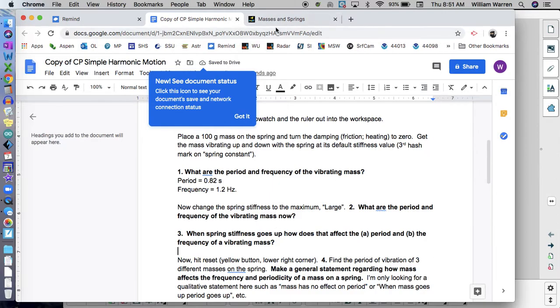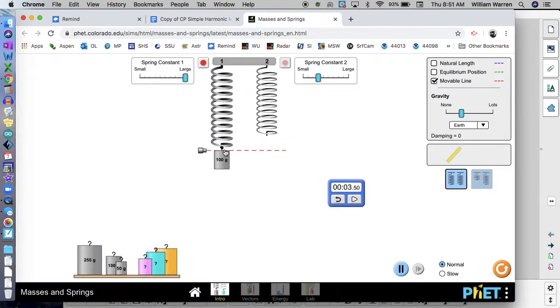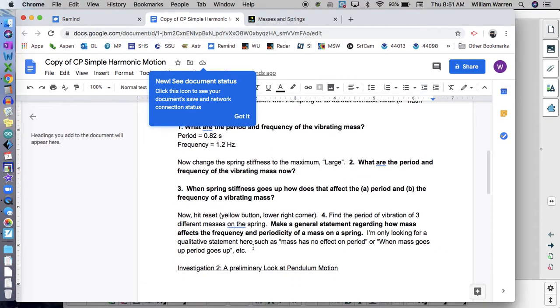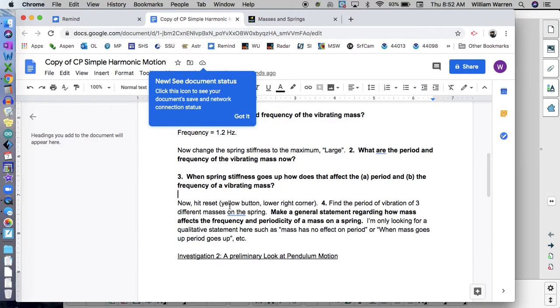Well, look how fast it's going. It takes less time. So when the spring stiffness goes up, the period goes down. And the number of times it happens a second is higher now. So the frequency is up and the period is down. So you want to say that just in clear language right there.